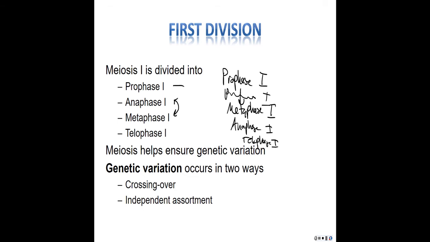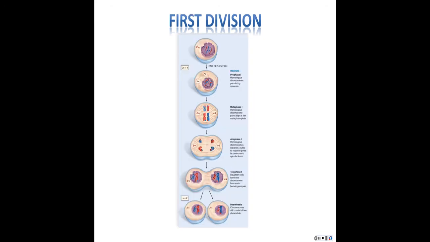Okay, and during the first division, there are some fancy things that happen that ensure genetic variation occurs. Okay, so we're going to learn about two of these mechanisms. One is called crossing over, and the other is called independent assortment. All right, so here's the first division.